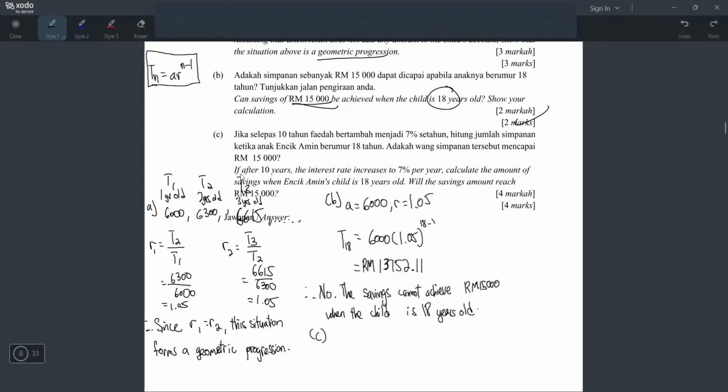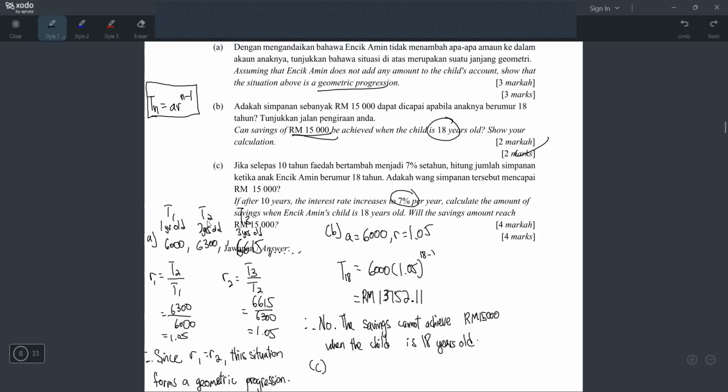Okay, part C. If after 10 years, the interest rate increased to 7% per year. Okay, this is interesting because originally the interest rate is 5%. So T1 until T10, the interest rate is all 5%. But after the 10 years, it becomes 7%. Calculate the amount of savings when Encik Amin's child is 18 years old. And then it says, will the savings amount reach 15,000 this time?